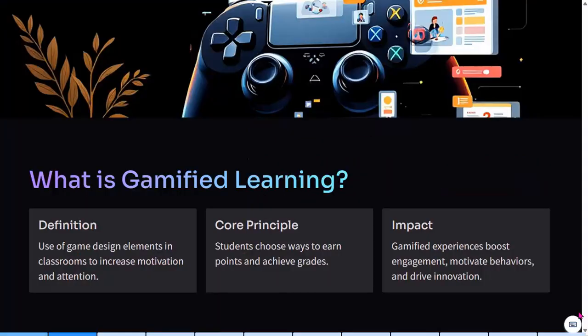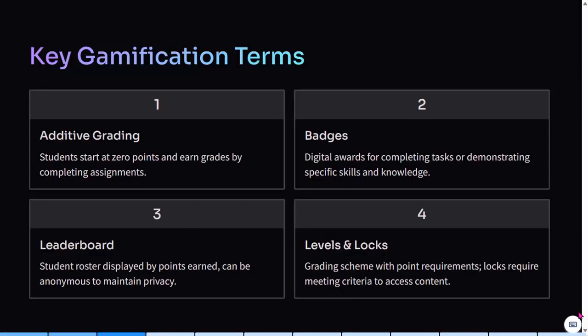First, we need to know what is gamified learning. Well, it's incorporating game design elements into your classroom so that students have a choice and therefore are more engaged and motivated to drive innovation. Some of the key terms in gamification are additive grading and what it is, badges and their use, the leaderboards to create competition, and using levels and locks to make sure students are appropriately challenged.